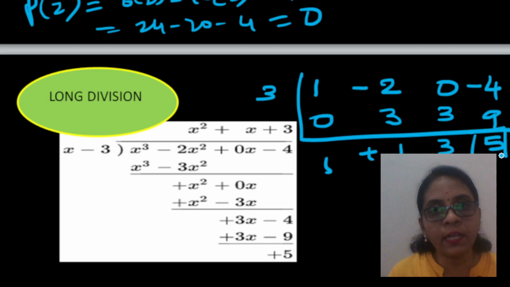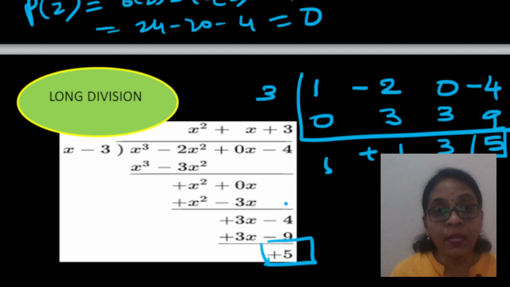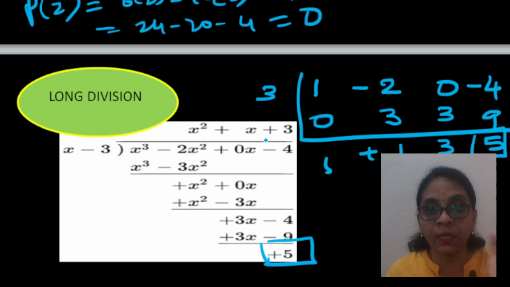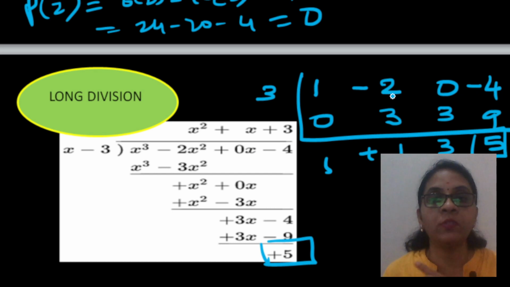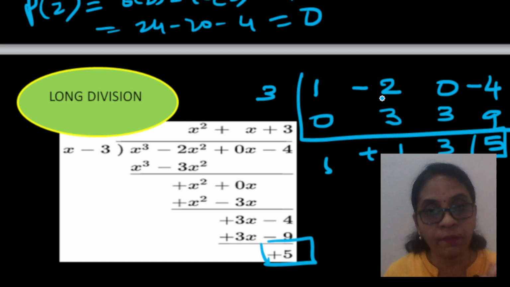Did we not get the same remainder? We will get the same remainder children. And if you observe, you need not do this multiplication in your rough work. All you have to do is write the coefficients of all the terms of the given polynomial, that is your dividend, in decreasing order along with the constant term.